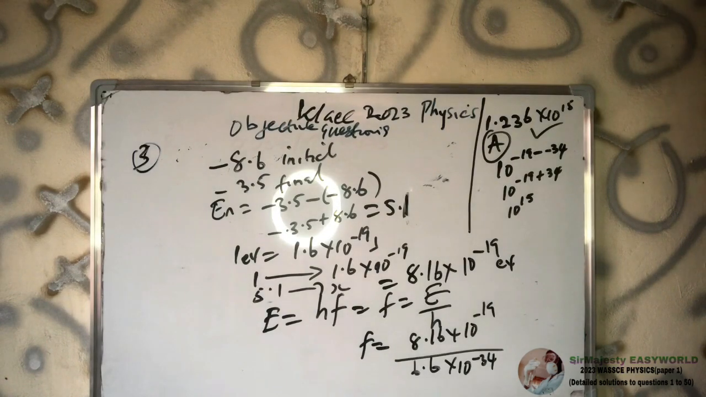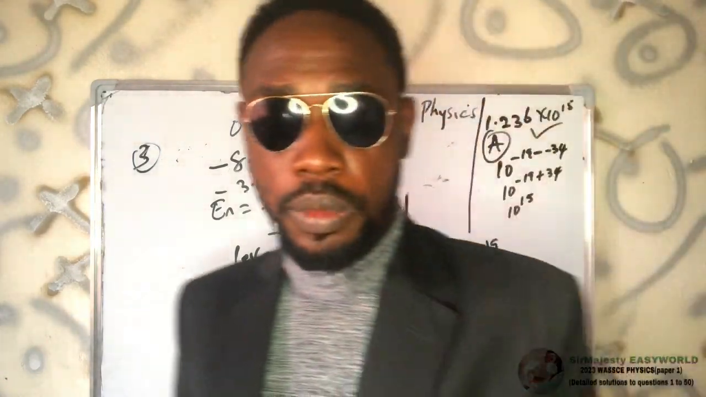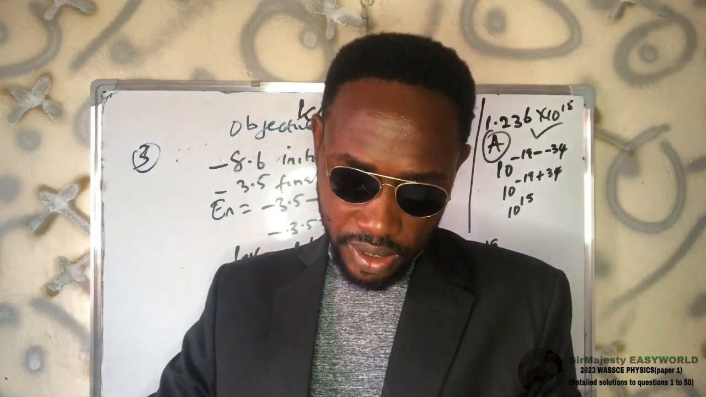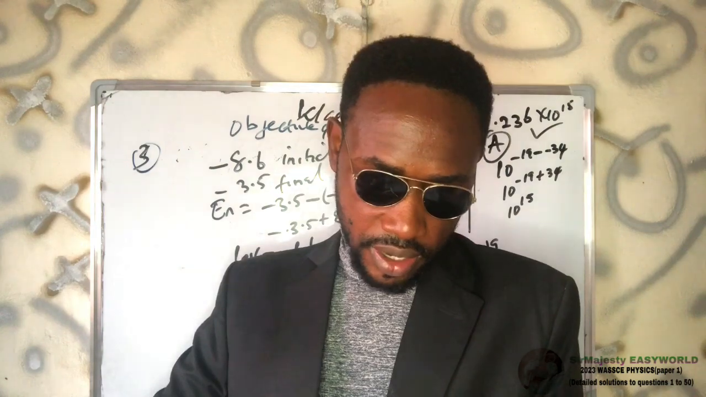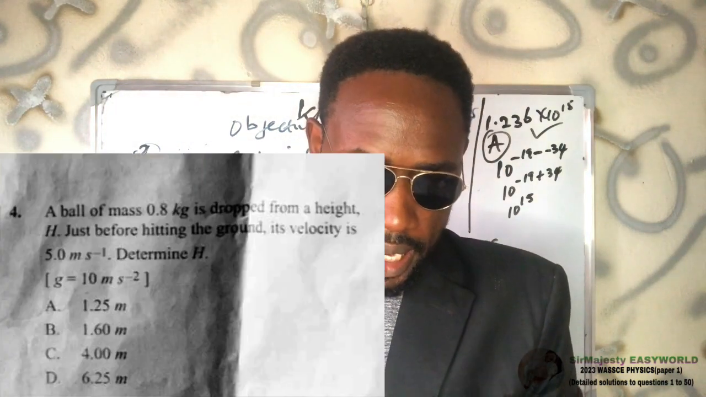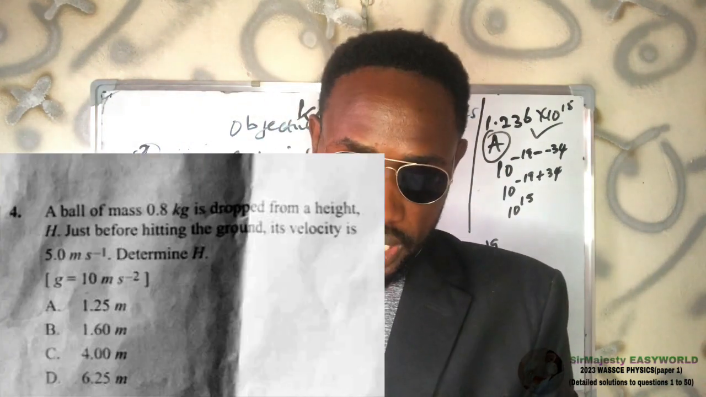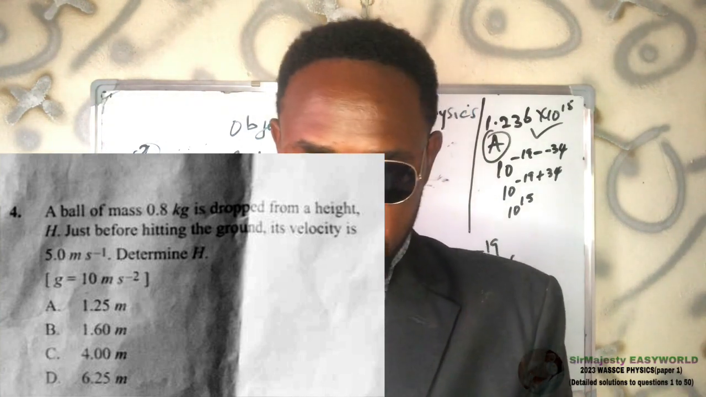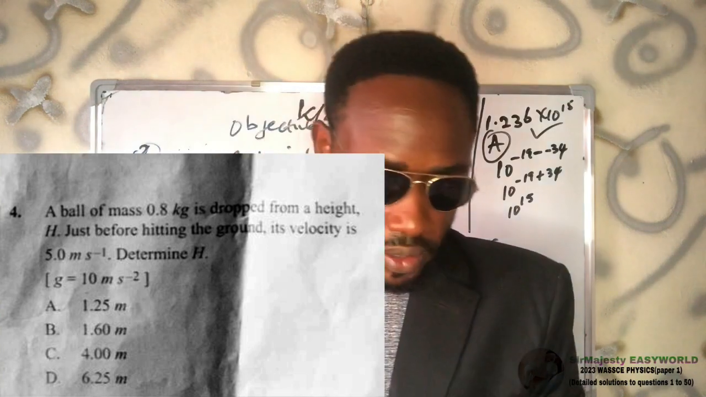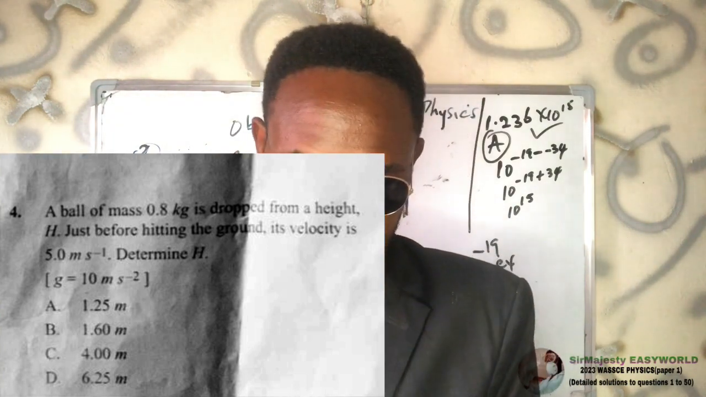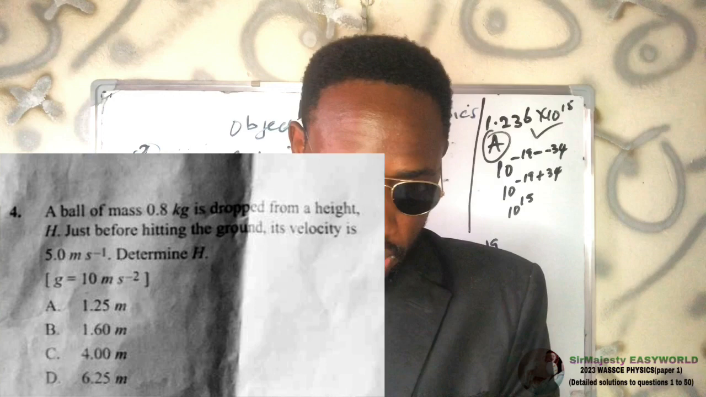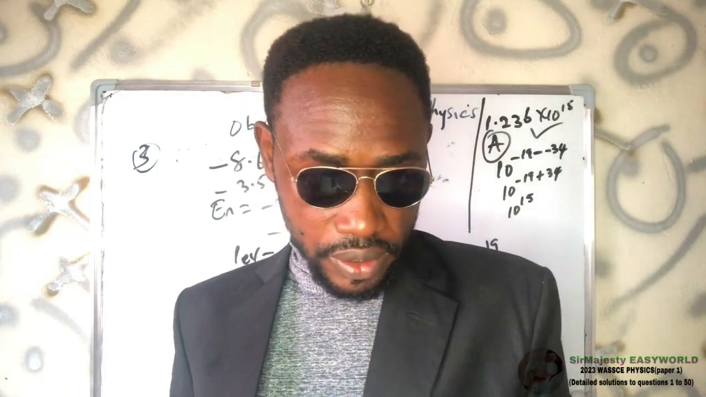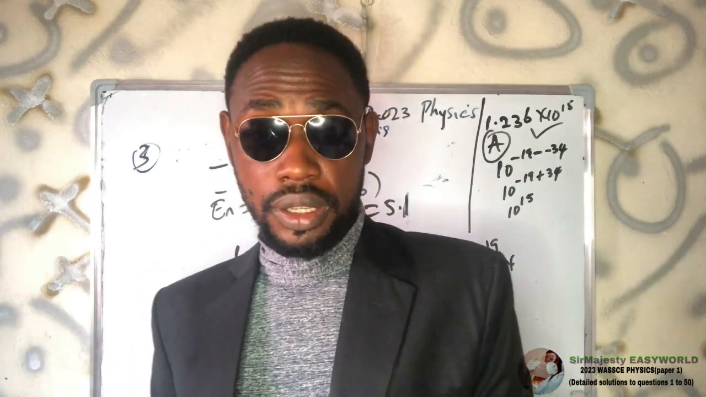We now go to question number 4. Question number 4 says another calculation. A ball of mass 0.8 kg is dropped from a height h. Just before hitting the ground, its velocity is 5.0 meters per second. Determine h. They give us gravity: acceleration due to gravity should be 10 meters per second squared.